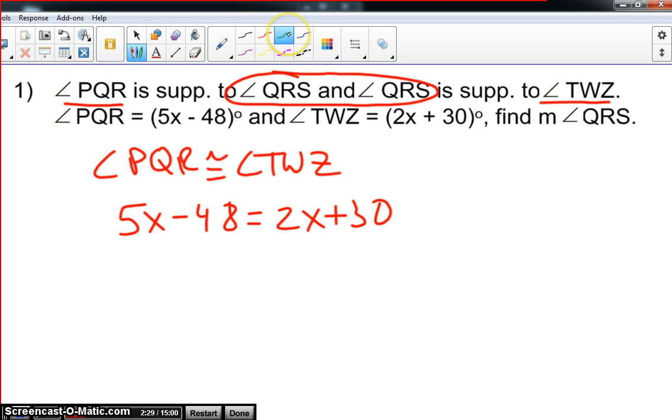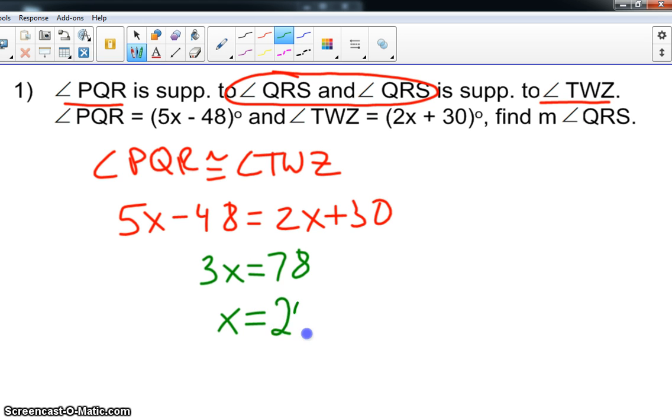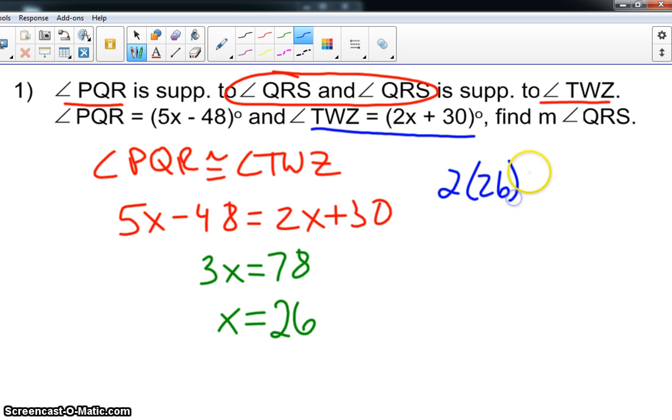And then we can solve for x. We can get an x value of 26. Now after we get the x value, we need to make sure that we plug it in. So we can take our x value and plug it in for angle TWZ, and get that angle TWZ is 82 degrees.